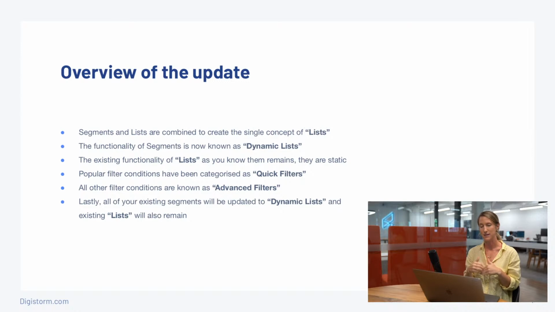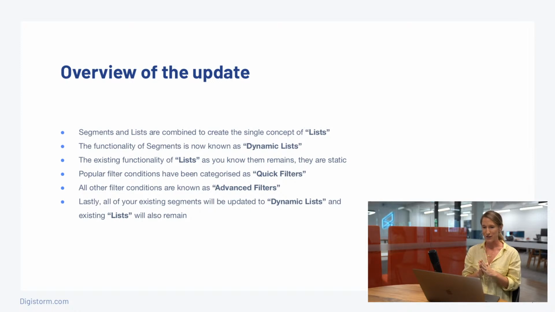That then means, obviously, with quick filters, we've put the rest of the filter options as what we call advanced filters. So you have your quick filters and you can click advanced to expose the rest of the options that have always been available to you. None of them have disappeared. They've just been categorized a little bit differently.